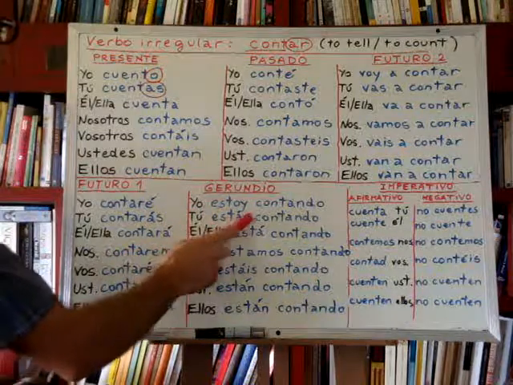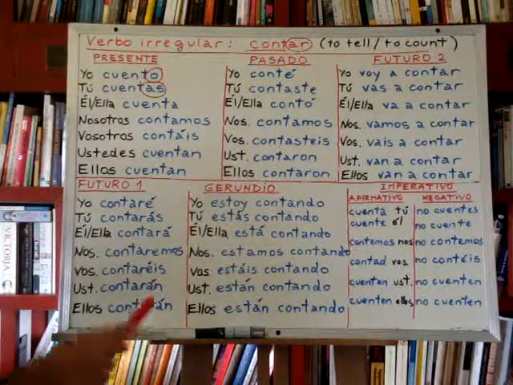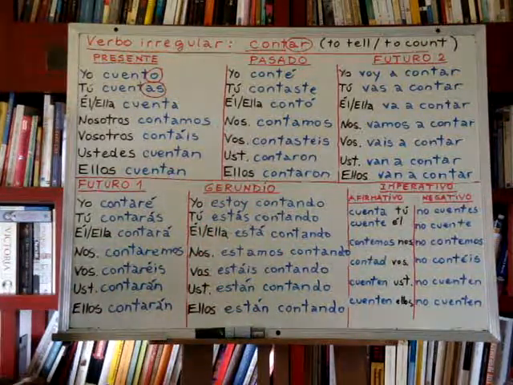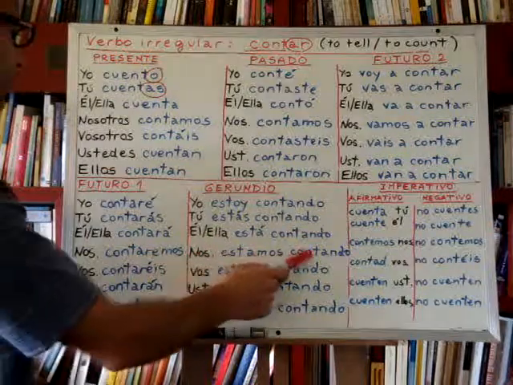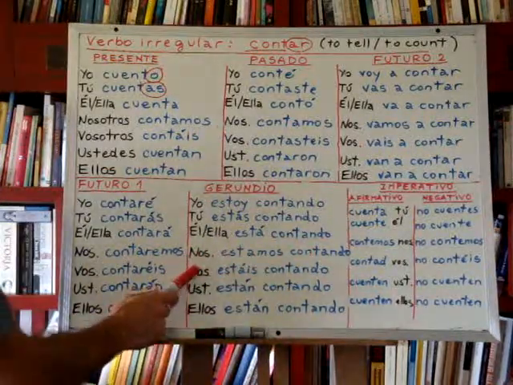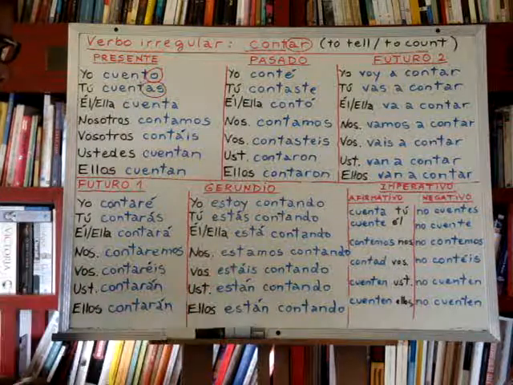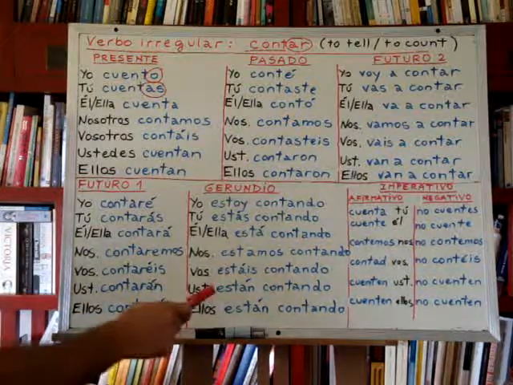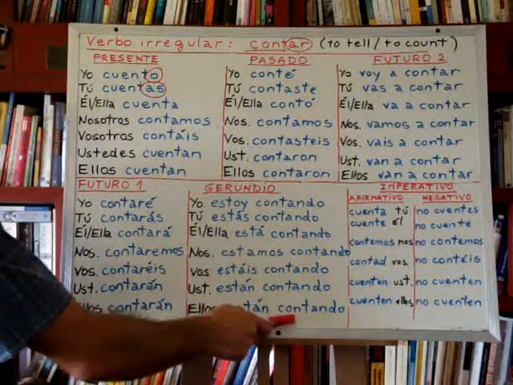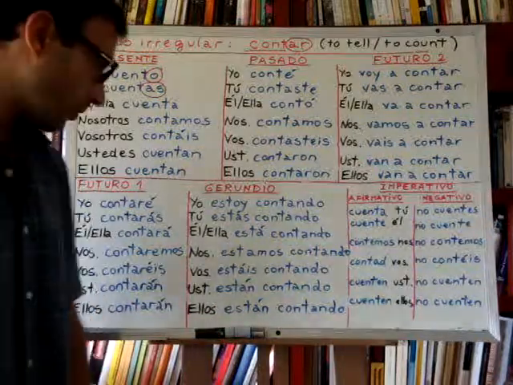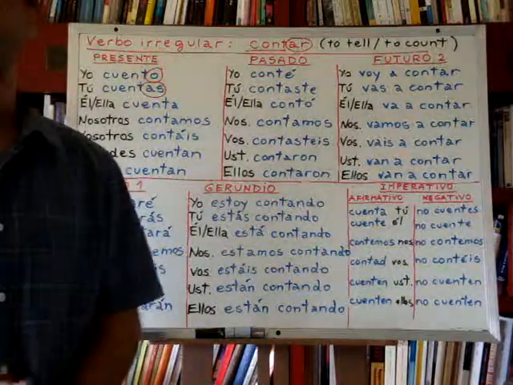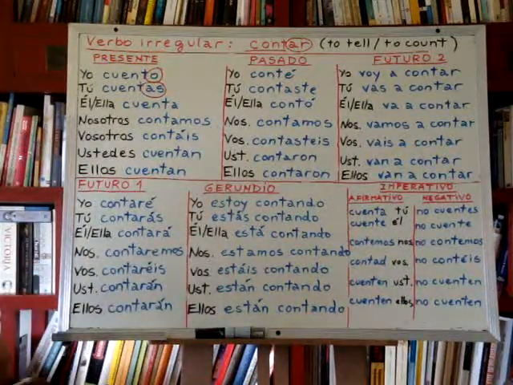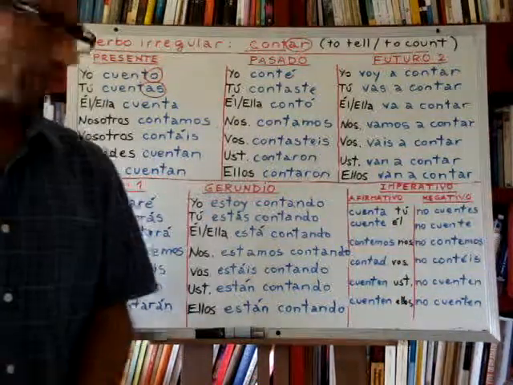Tú estás contando. You are telling. Él or ella está contando. He or she is telling or counting. Nosotros estamos contando, for we. Vosotros estáis contando. Ustedes están contando. And the last one, ellos están contando. Right? So, this is quite simple. We don't have any funny r sound, okay? The rough R. So I think there is no hard pronunciation here for you.